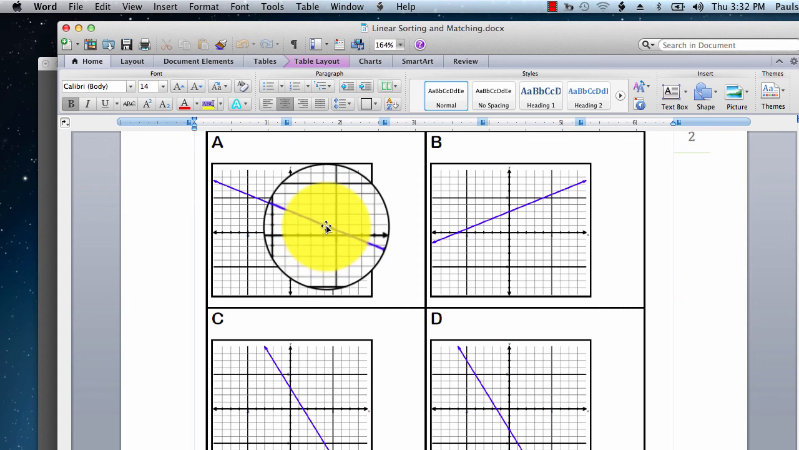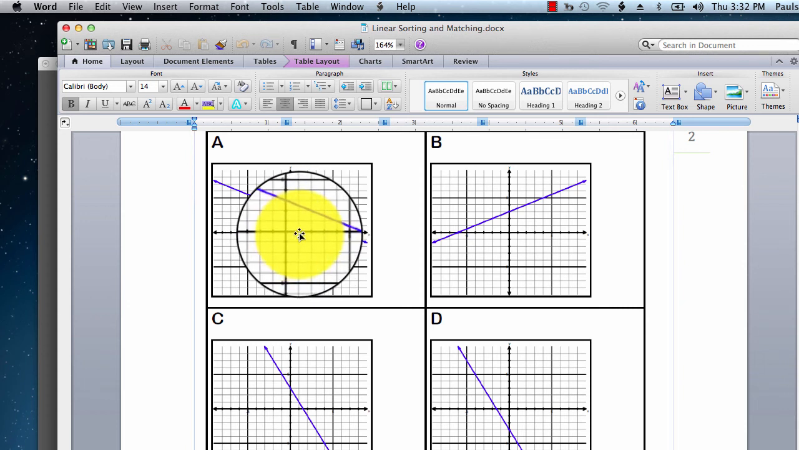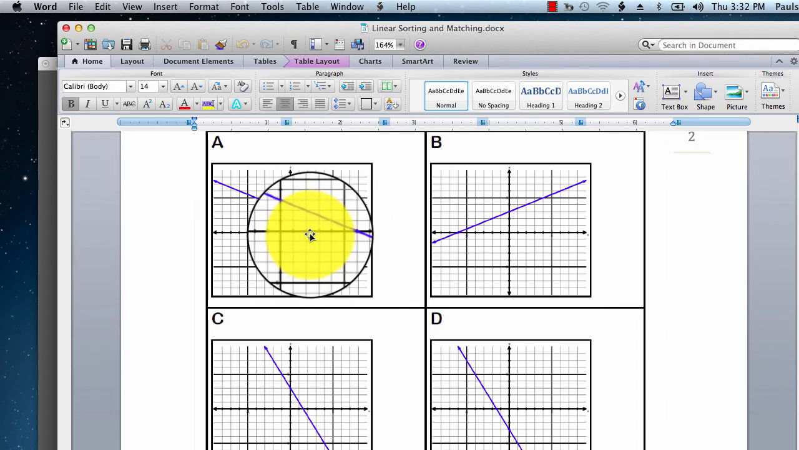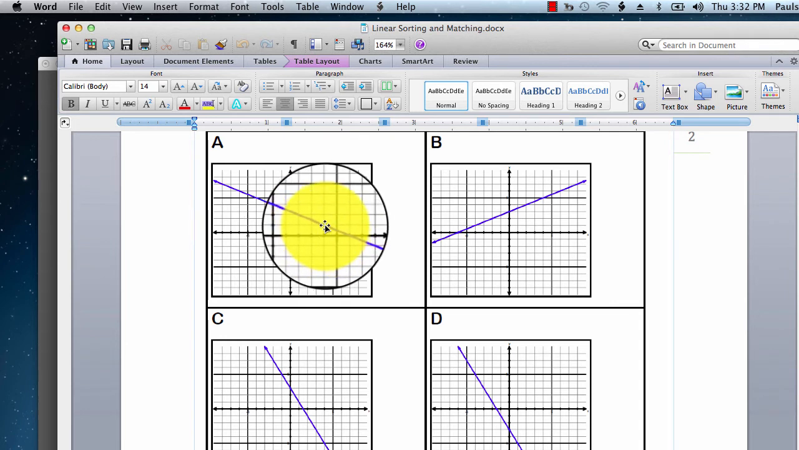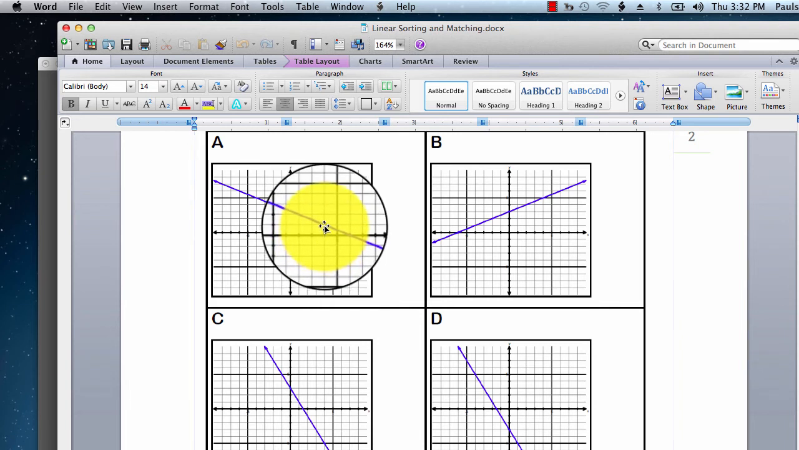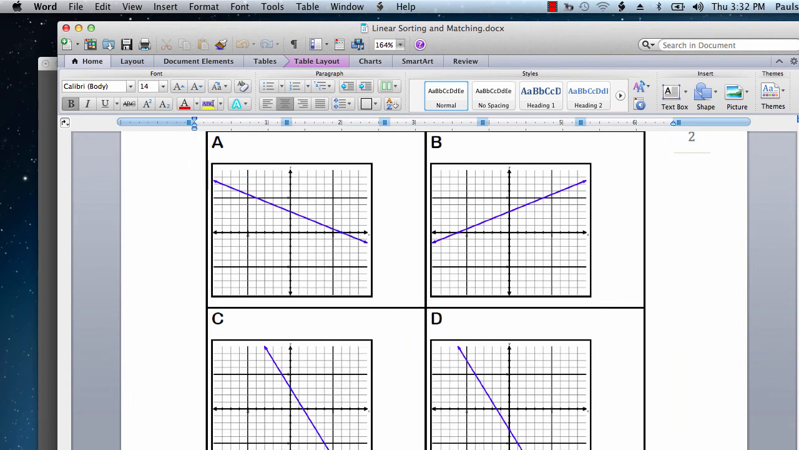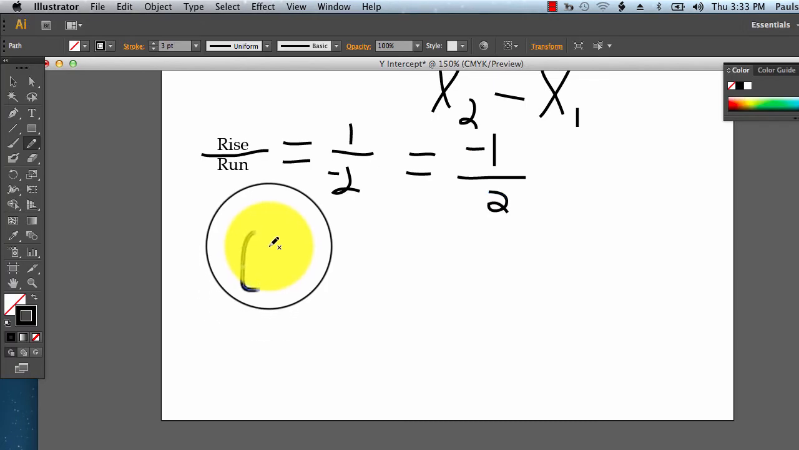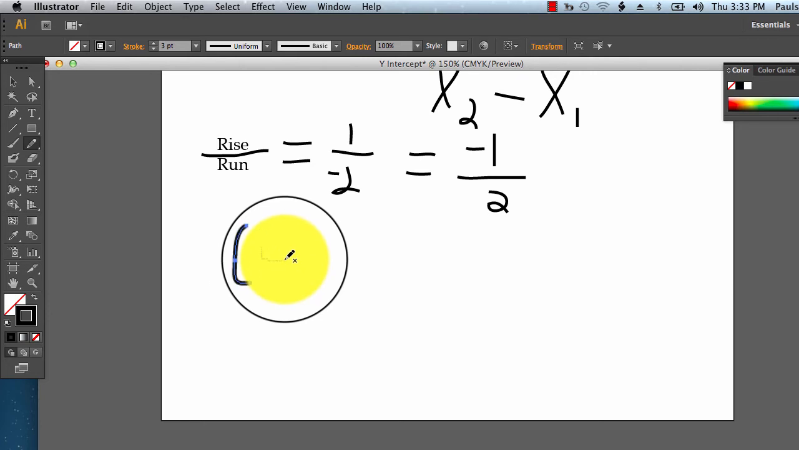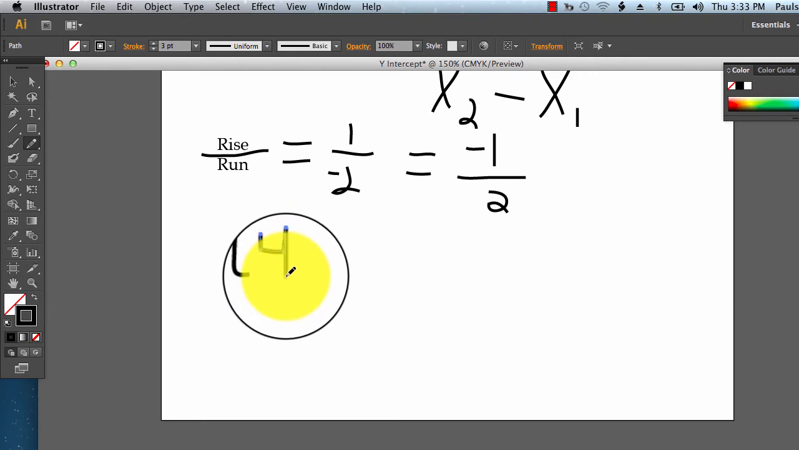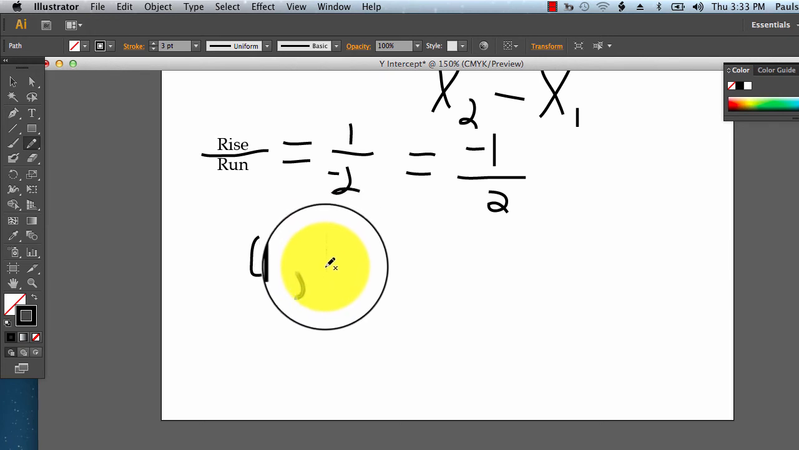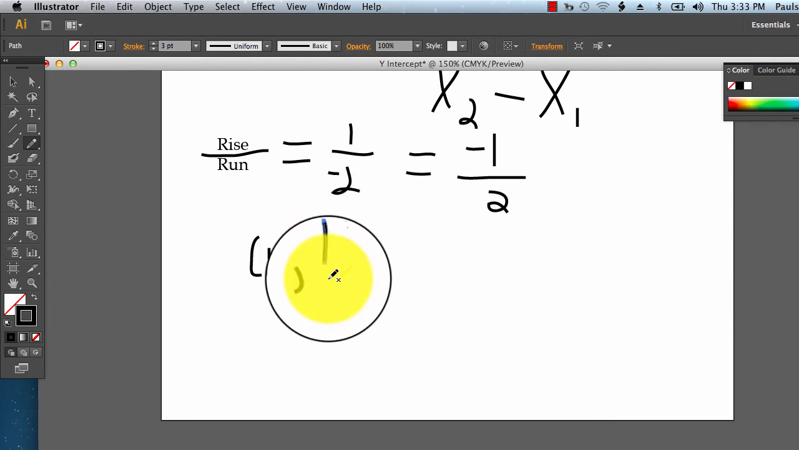So if we're going to pick points along this line, let's look. Okay, it intersects here, which is over 1, 2, 3, 4. Is that 4? 1, 2, 3, 4, and then it's up 1. So a point of x is 4, y is 1. X was 4, because we went over to the right 4. And we had a y of 1. That's a point on the graph, right?